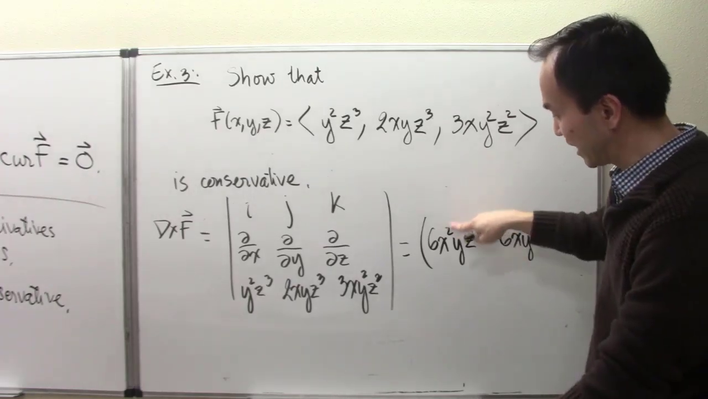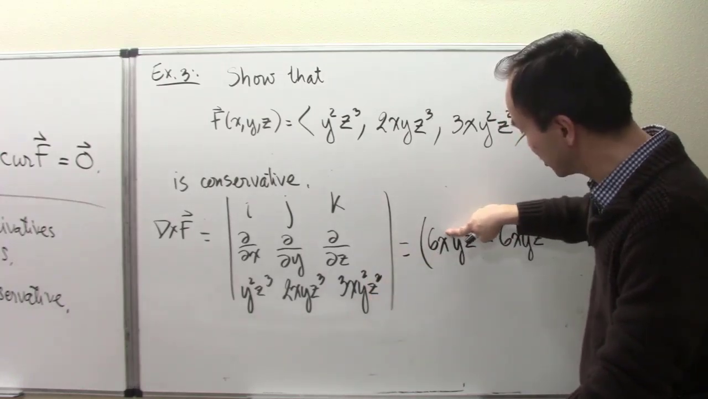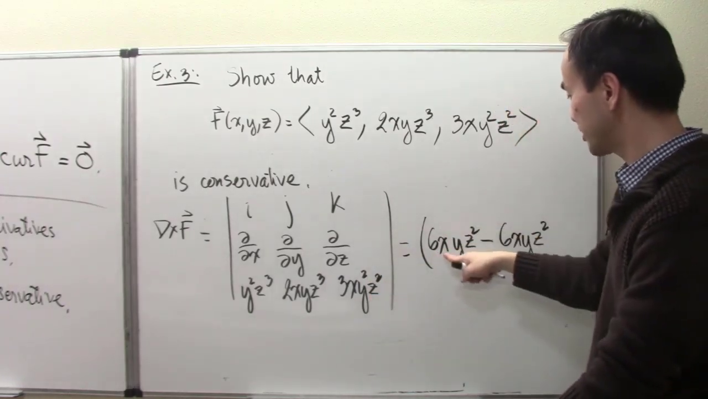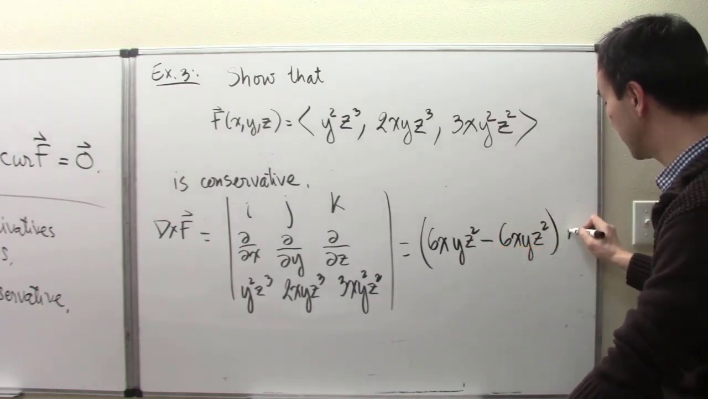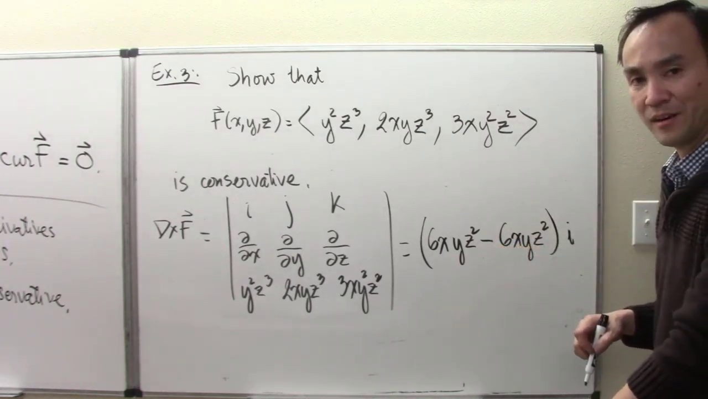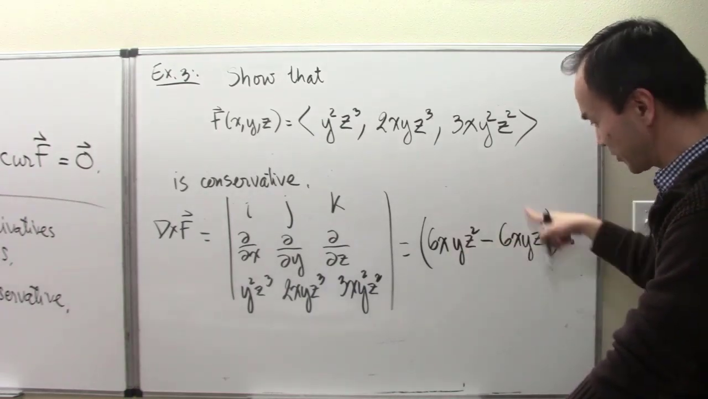And I just now realized that I had a typo right here. That square is for that y right there, so it shouldn't be a square here. Okay, so 6xyz squared minus 6xyz squared with the i component. All right, and so that's already showing a 0 right here.